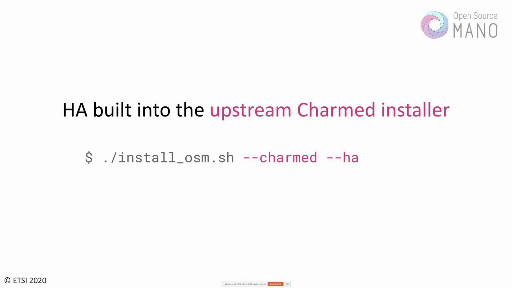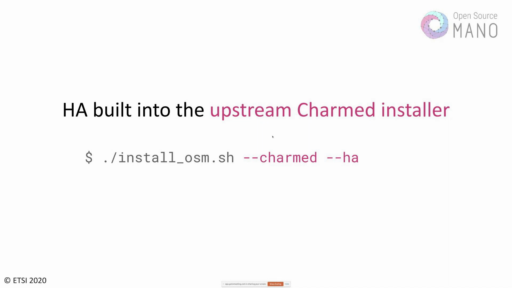So the options that we will need to specify to have OSM in high availability are the ones that you can see on the screen. They are --charm, to specify that we will use the charm installer, and --ha, because we want to make our installation HA. If we use only these options, OSM will be installed in HA, but just in one node. Well, this could make sense, but for development purposes.